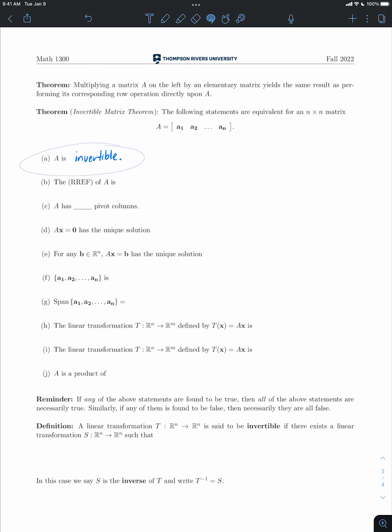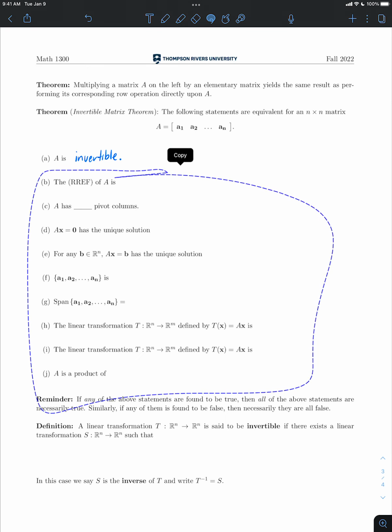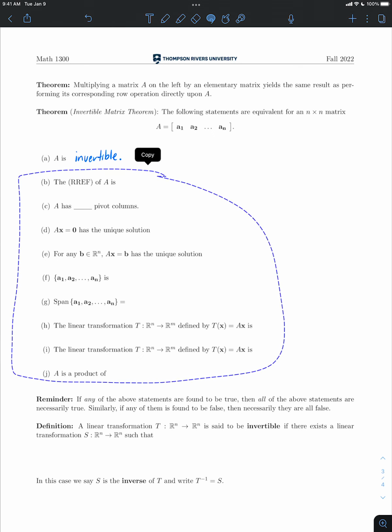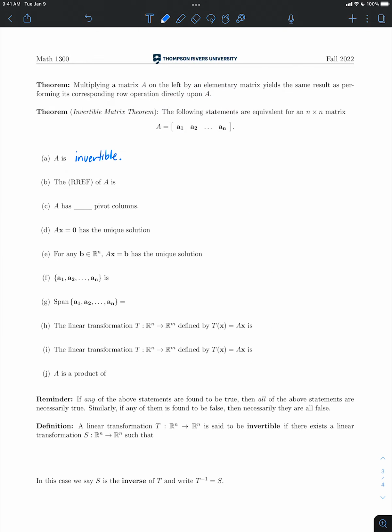So yeah, the matrix A might be invertible or it might not be invertible. But if it is invertible, then statement A is true. That means all the other statements are true as well. But if your matrix A is not invertible, that means statement A is false, and that means all the other statements are false as well. So that's how you should interpret this theorem.